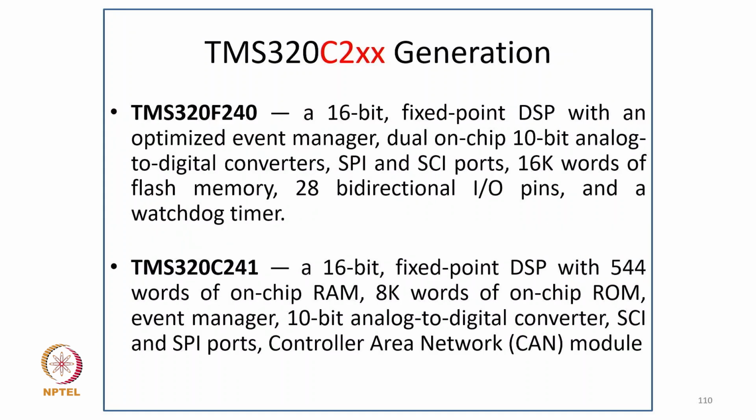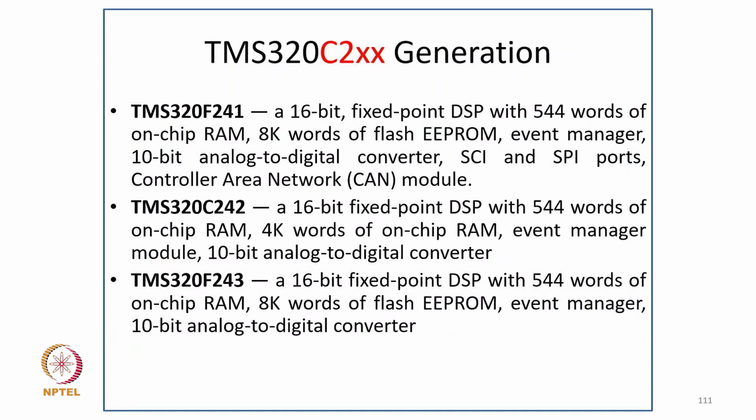TMS320F240 is a 16-bit fixed point DSP with an optimized event manager, dual on-chip 10-bit analog to digital converters, SPI, SCI ports, 16 kilowords of flash memory, 28 bidirectional input-output pins, and the watchdog timer. And TMS320C241 is a 16-bit fixed point DSP with 544 words of on-chip RAM, 8 kilowords of on-chip ROM, event manager, 10-bit A to D converter, SCI and SPI ports, and controller area network CAN module.